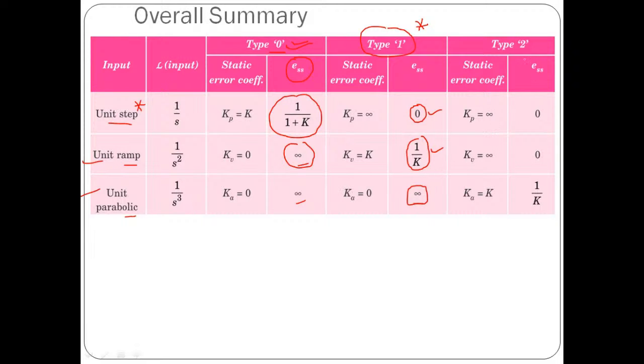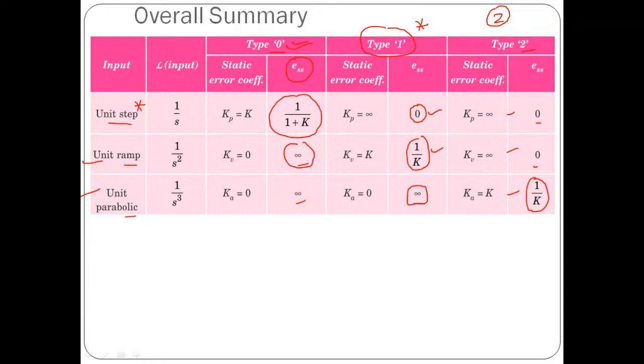In the same way, whenever we are dealing with type 2, that means the number of poles available at origin is nothing but 2, then that particular system is capable of working on unit step as well as unit ramp and unit parabolic input. The thing is that in case of type 2, when we excite the system using unit step and unit ramp, the value of error is nothing but 0. But when we excite the system using unit parabolic, the value of steady state error is going to be 1 by k, which is a finite value. This is very important.